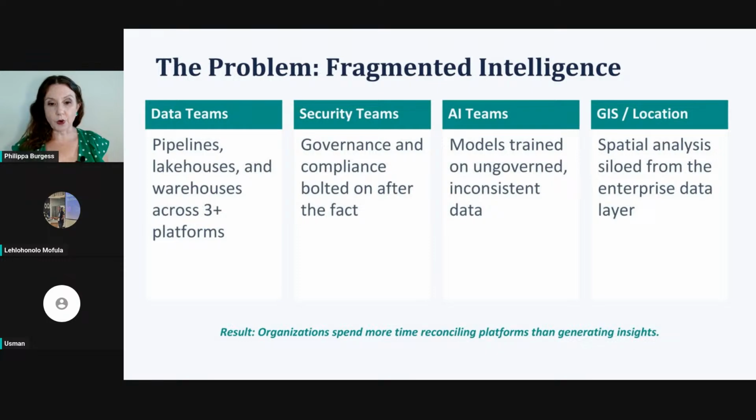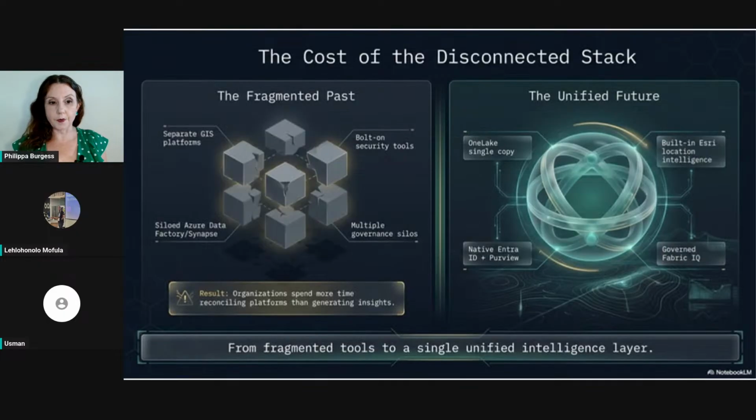And as I mentioned before, with that GIS location piece, now you have the ability to bring it in, but before it was particularly siloed. Spatial analysis was not considered part of the enterprise data layer. And so now we have, like I said, an amazing opportunity to bring this all together. And that's what this event is about: bringing in security thinking, location thinking, and the intelligence layer.